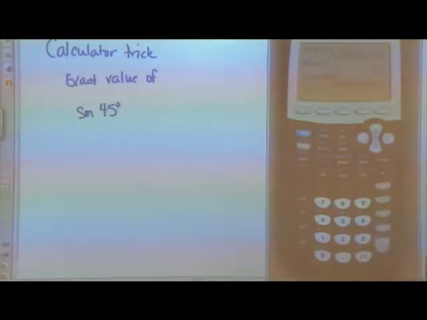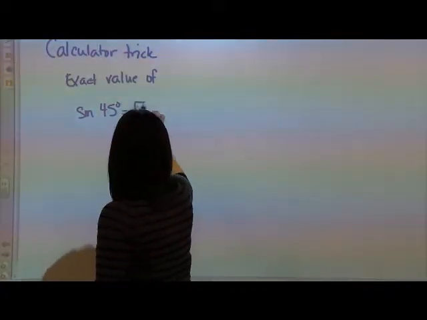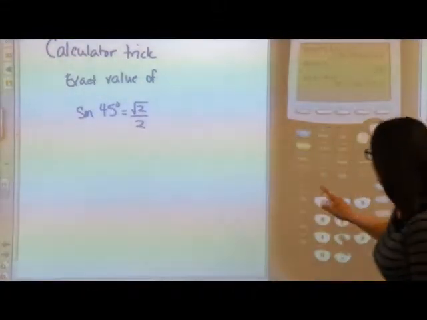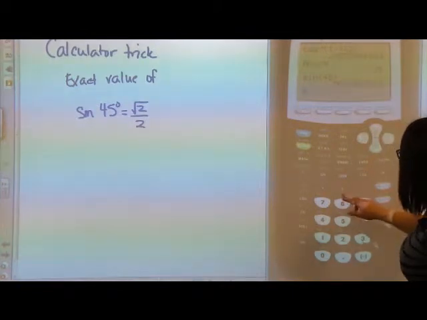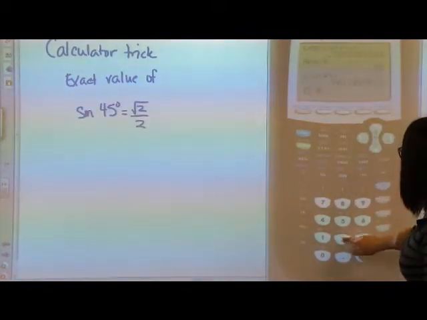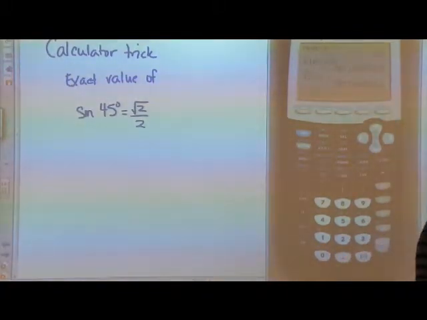And I get this 0.7071, et cetera, et cetera. I know, according to my chart, that sine 45 is supposed to equal root 2 over 2. And actually, if I put in root 2 divided by 2, I get this number. But there's no button on my calculator that will change 0.7071 and put it into this radical form.